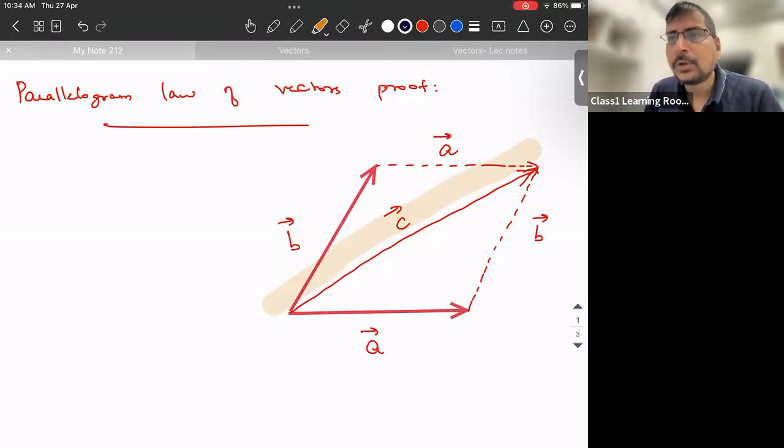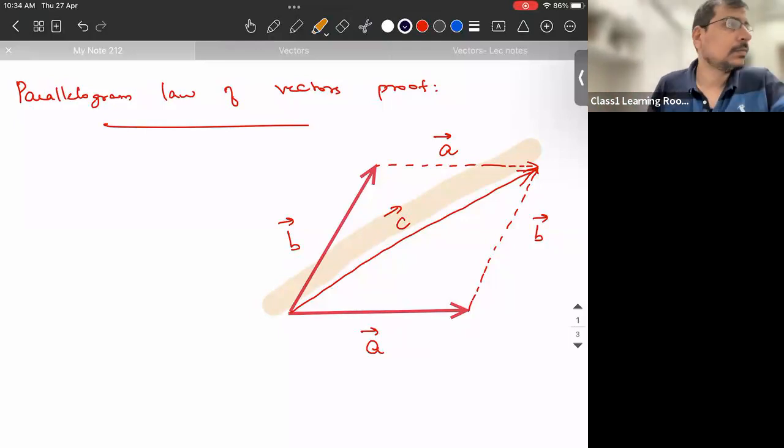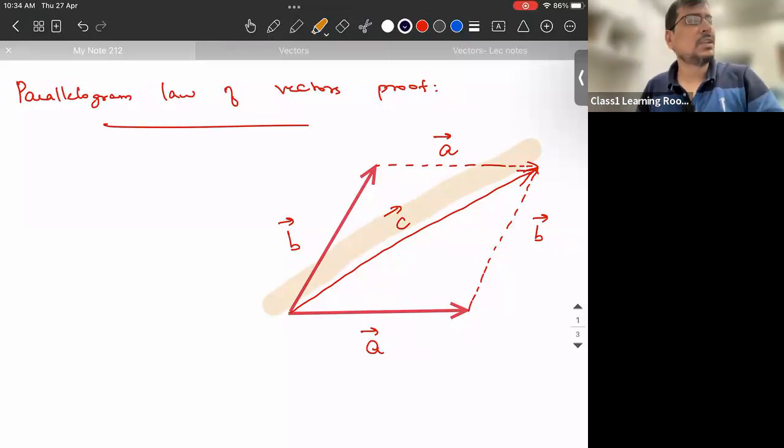Only thing is, depending on the context we are going to apply them. So if the given vectors are co-initial vectors, you'll use the parallelogram law. If the given vectors are continuous, in the sense that they are in order, you use the triangle law. But both will generate the same result. I hope I'm clear.